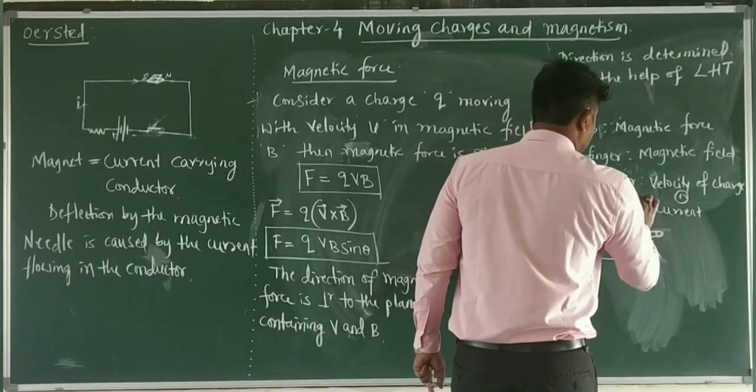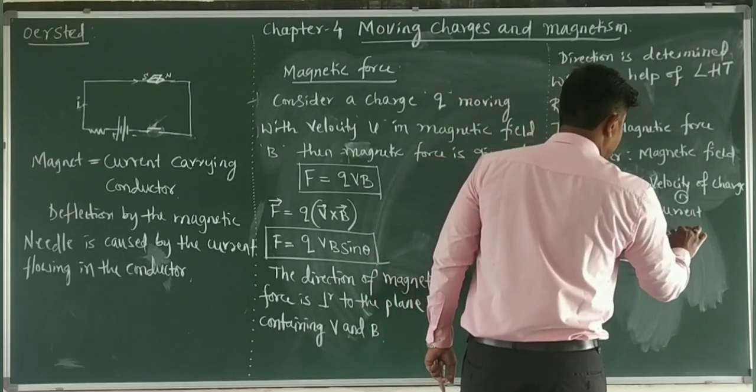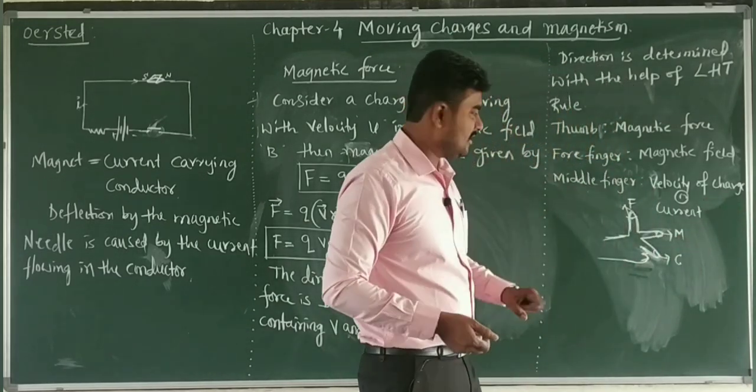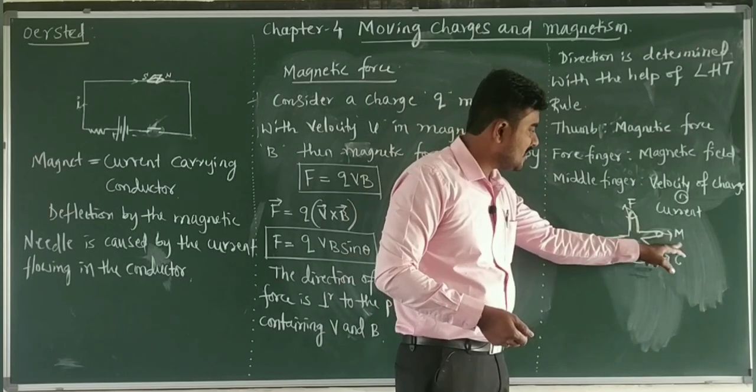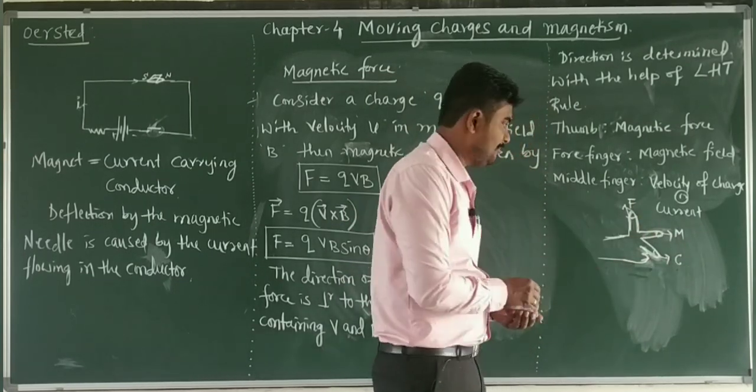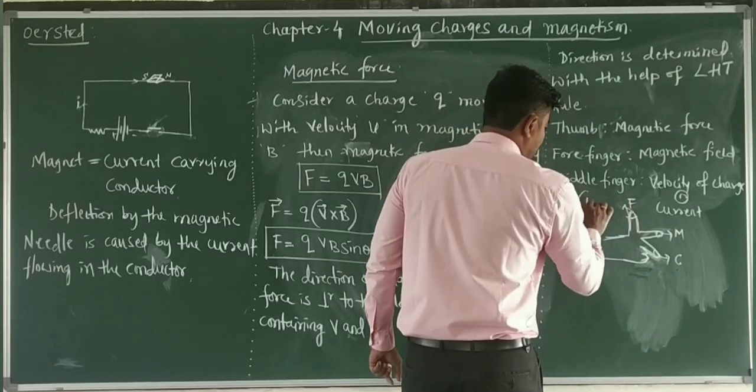this is F, and this is M, and this is C. Okay, so easy trick is there: father, mother, child, father, mother, child. Okay, this is how you are supposed to remember.